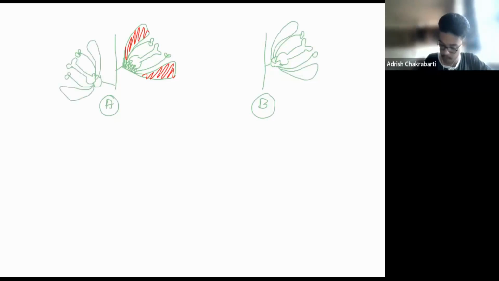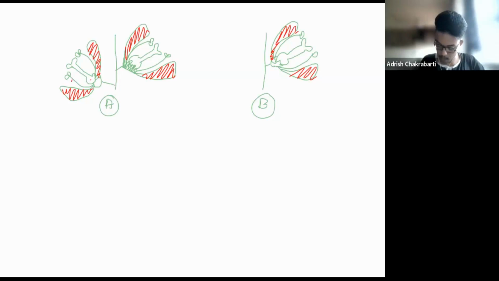Okay, so what do we observe here? That we have two plants, plant A and plant B. In plant A, we have drawn two flowers, and in plant B, we have drawn a single flower. Just observe that all the flowers in this case are bisexual flowers. All the three flowers have both the female reproductive part as well as the male reproductive part.